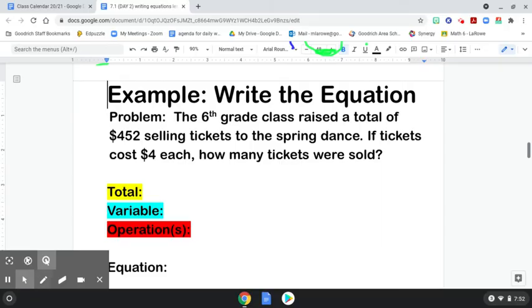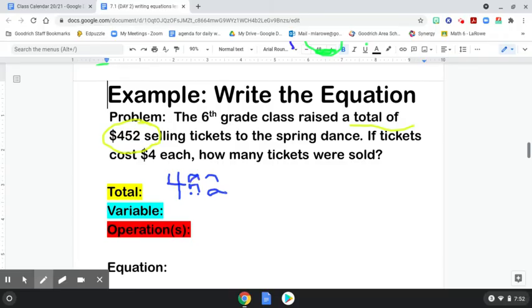So I'm going to walk myself through this situation, and in the end, I'm going to use the information to write an equation. The first thing I'm going to do is find the total, and that's pretty easy. Their total is $452. This value is going to go on one side of my equal sign. So it's going to be equal to 452.